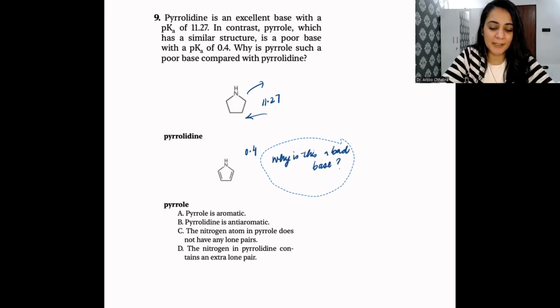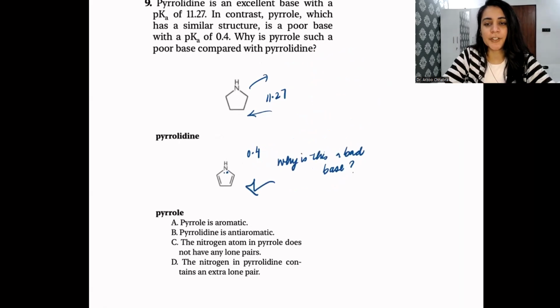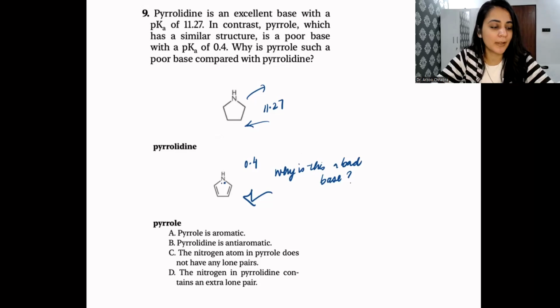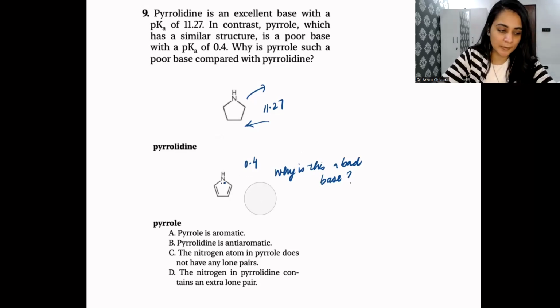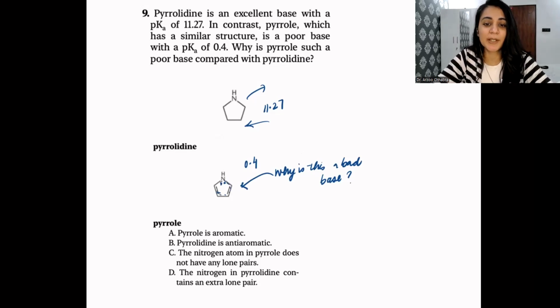So why is this a bad base? Why is pyrrole such a bad base? Right, and the answer is that there is a lone pair of electrons introducing a little bit of aromaticity over here. So in the aromatic compound, those electrons are actually involved in the ring current. They're involved in aromaticity. That's why it's a bad base, right?